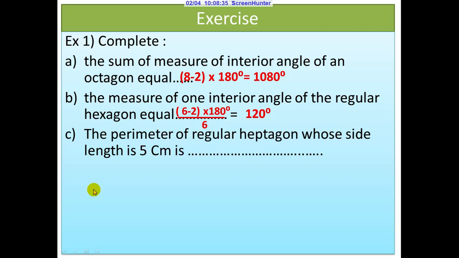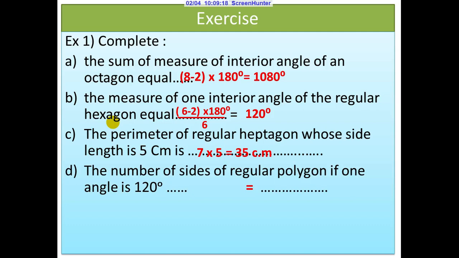Letter C, the perimeter of a regular heptagon whose side length is 5 centimeter. When he gave me the side length equal 5 centimeter and asked me to find the perimeter of a regular heptagon, we must know n equal what and s equal what. N here will be equal 7 because he told me a regular heptagon. But what about the side length? It will be equal 5. So we use the rule s times n to find the perimeter of this regular heptagon. It will be equal 7 times 5 equal 35 centimeter.